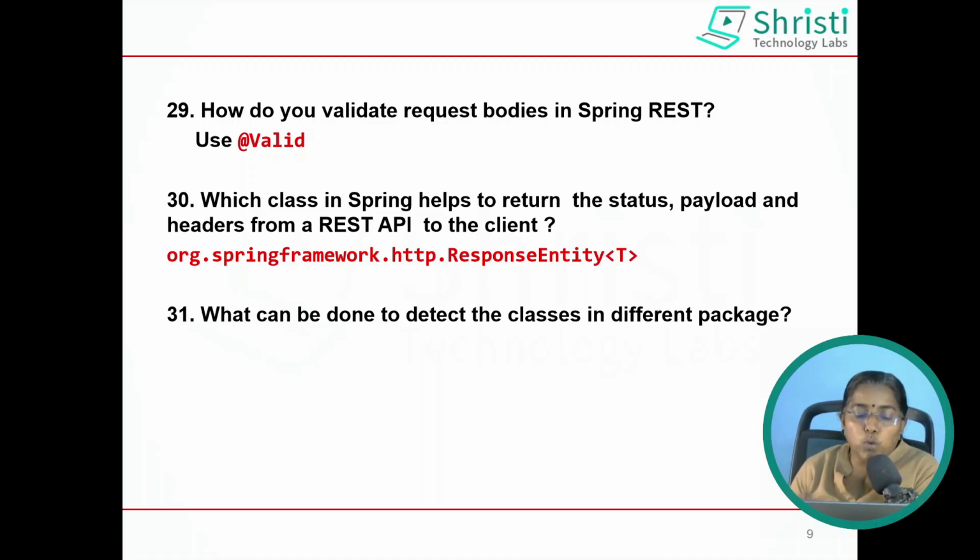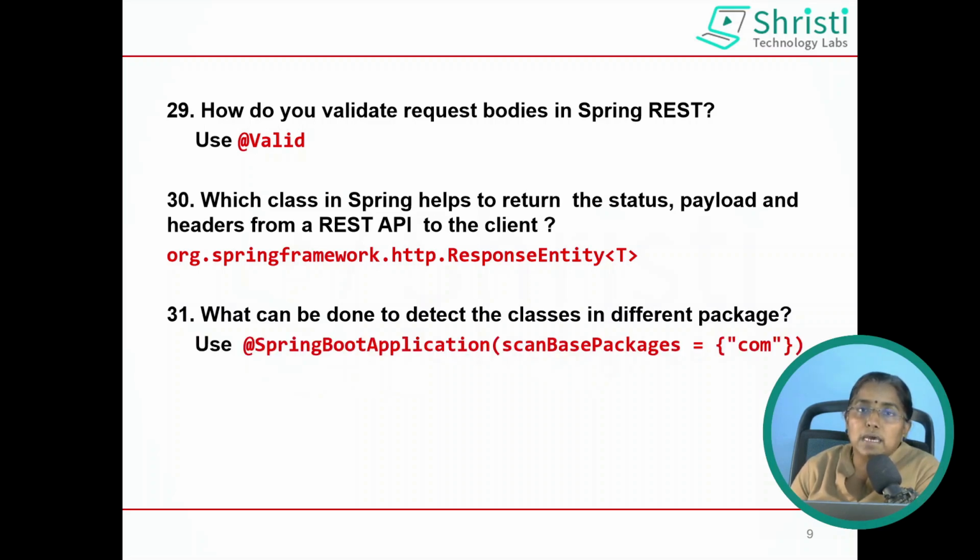Okay. Next question. What can be done to detect the classes in different package? Let me just tell the answer. Either you need to make the hierarchy right or use an attribute in Spring Boot application. The attribute is scanBasePackages. Pass the different package name where you want to auto detect the beans. This is one way. One other way is you can also add @ComponentScan, within which you can pass the package name. If you have added that answer, that also is correct, you can give a thumbs up. Okay, you can add one more mark.